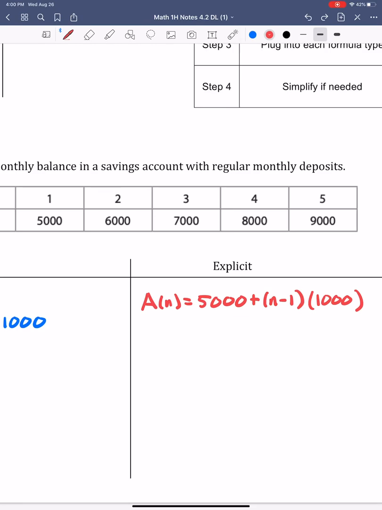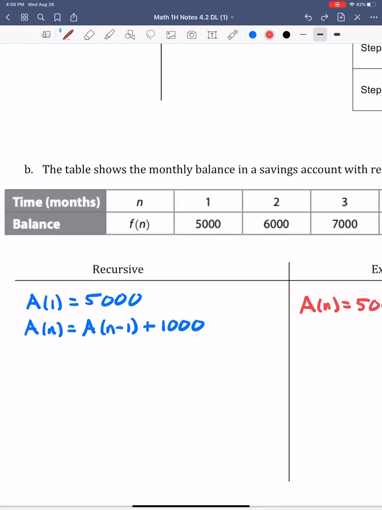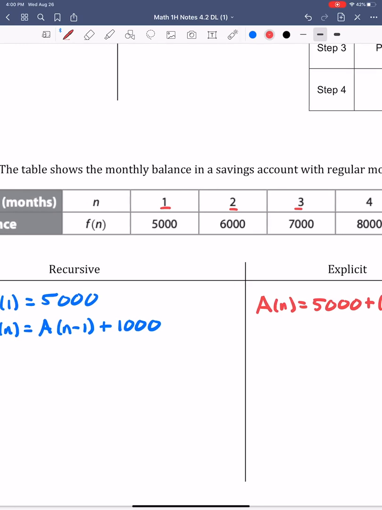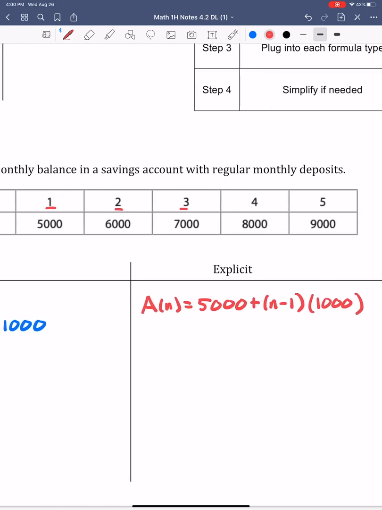If they were to say, okay, well, it looks like for this one we have months 1 and 2 and 3, and it keeps going to 4 and 5, right? What if they were like, well, how much is your bank account going to have in 27 months? So I'm going to put find amount in 27 months. Well, then you're going to have to plug in 27 for n, and then you would have to solve it. So we'll go ahead and do that real quick.